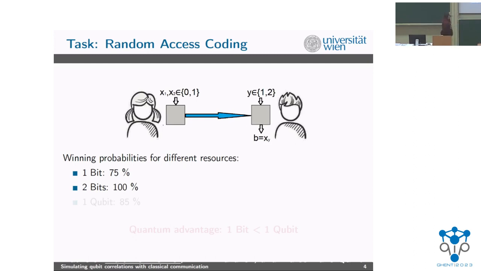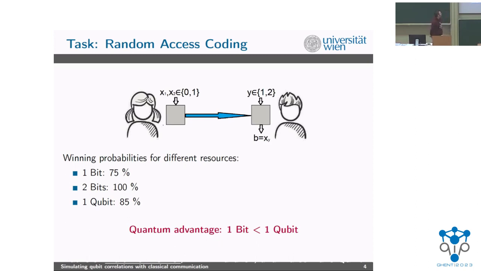On the other hand, if they are allowed to send just 1 bit, Alice has to make a decision, for example, to send the first one, and then, in the case that Bob is asked to read out the first one, they win, but otherwise he has to guess and they cannot perform it perfectly. So why am I showing that? Because it's the simplest task that provides a quantum advantage. If they can now send the qubit, they have a winning probability of 85%.